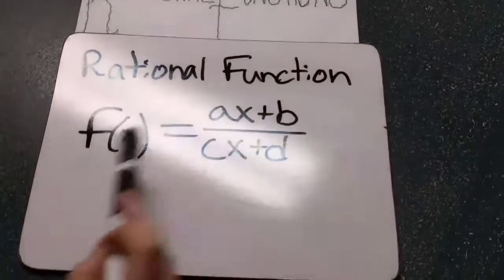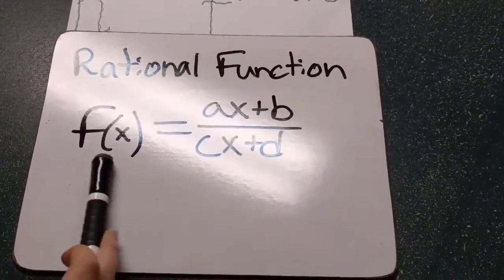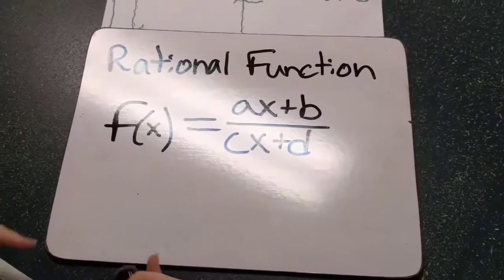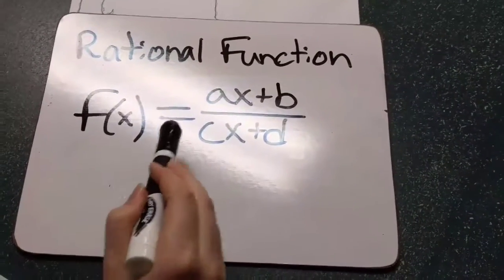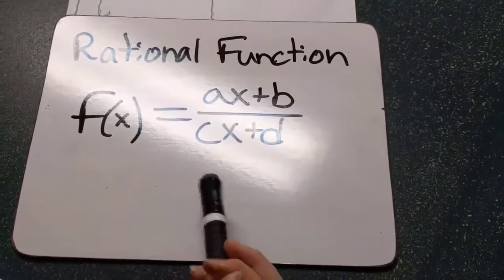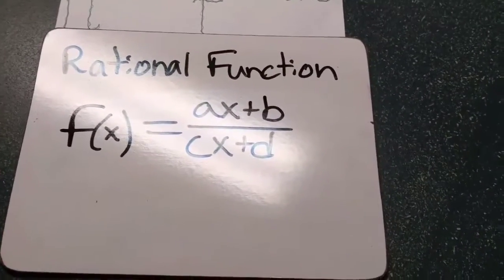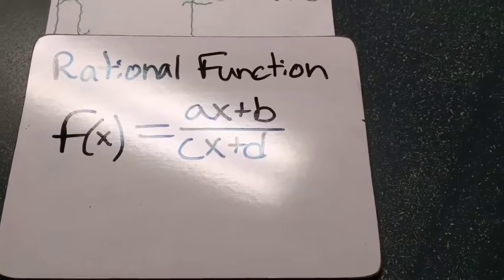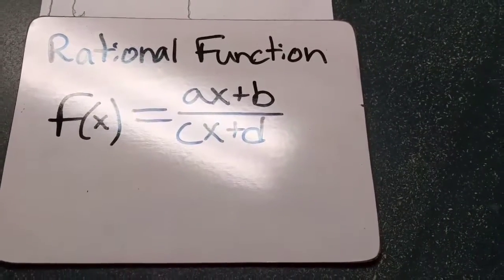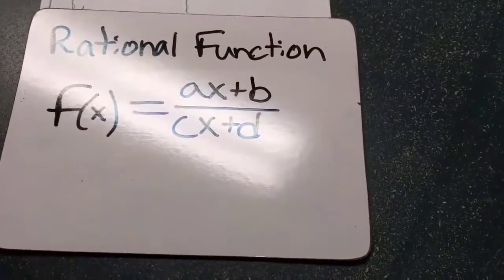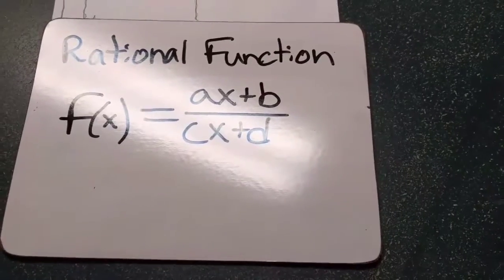So rational functions. Right here is the form of the rational function that we will be using to find everything else and evaluating it. So this form is f of x equals a times x plus b over c times x plus d. Now, make sure you have this in your notes. We will be coming back to it. We will need it. Also, make sure that you have the hyperbola notes from before, because this function will also give us a hyperbola because it is just an extension of the parent function.